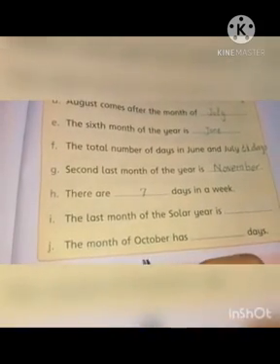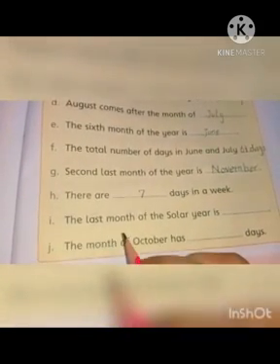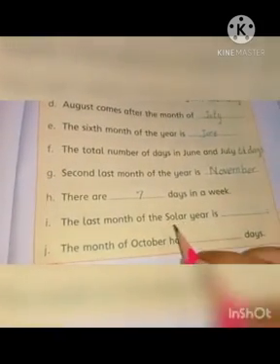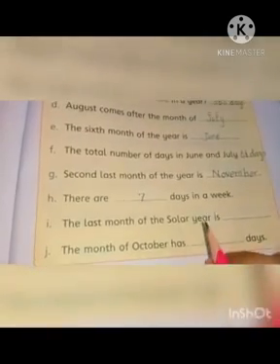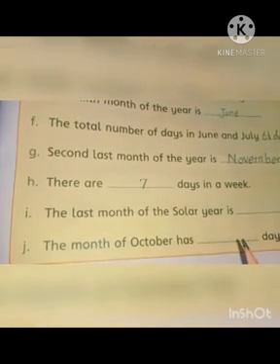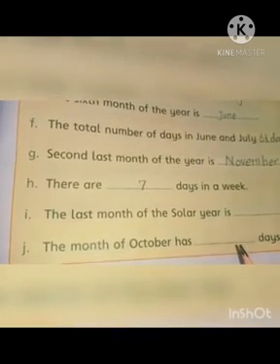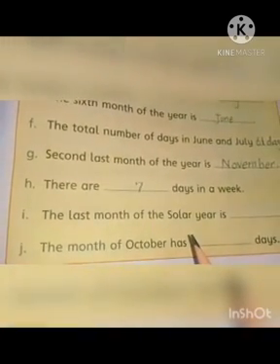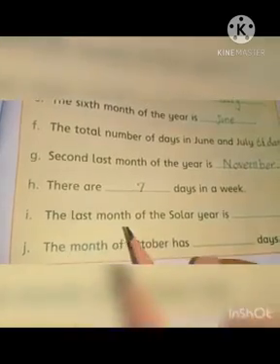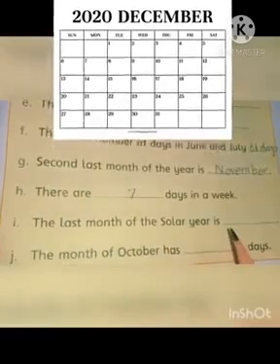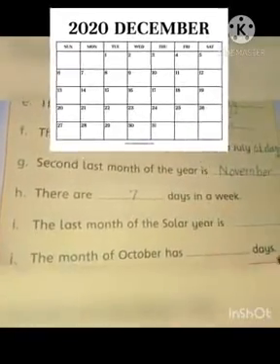Here we have point I. At point I, here we have the question. The last month of the solar year is. Students, do you have any idea about solar year? Let me tell you. Solar year is the time it takes the earth to pass once round the sun. And we are going to find out the last month of solar year is December. So we are going to write the spellings of December here.